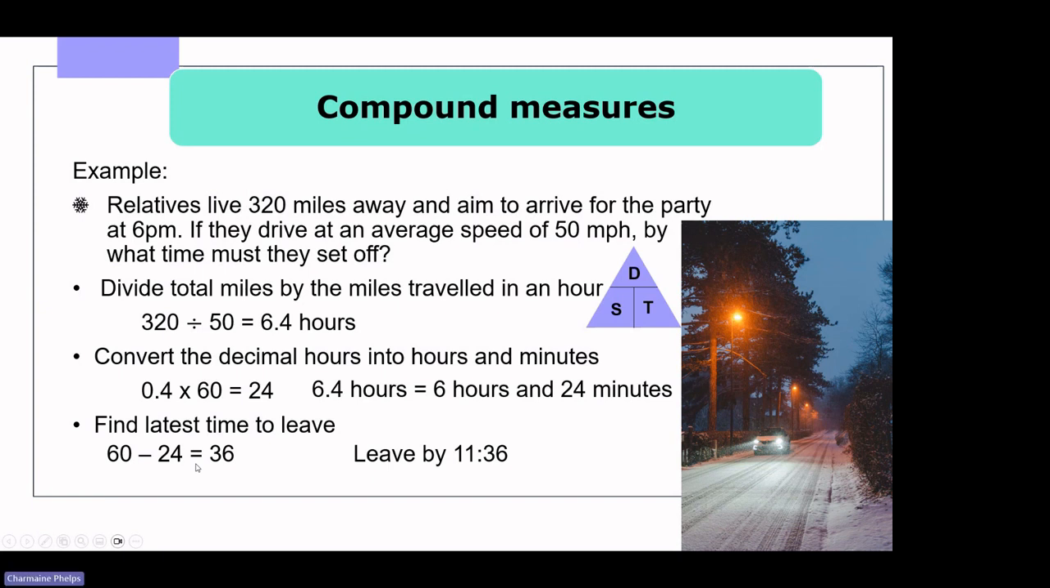So the last part is basically the latest time to leave. So 6 hours and 24 minutes. If I go backwards in time from 6 p.m., right? If I go backwards 6 hours, that brings me to 12 o'clock. But I need to do 12 o'clock minus 24 minutes. So that's why I've done an hour, take away 24 minutes, gives me the 36. So that gives me 11:36.